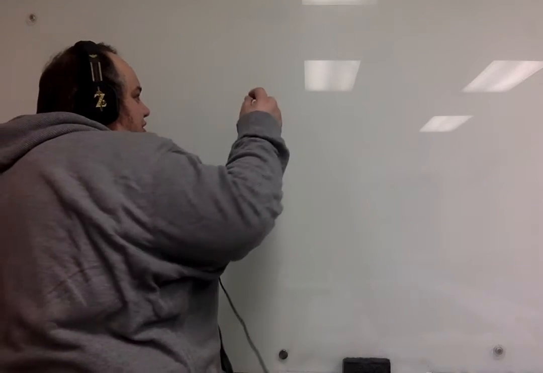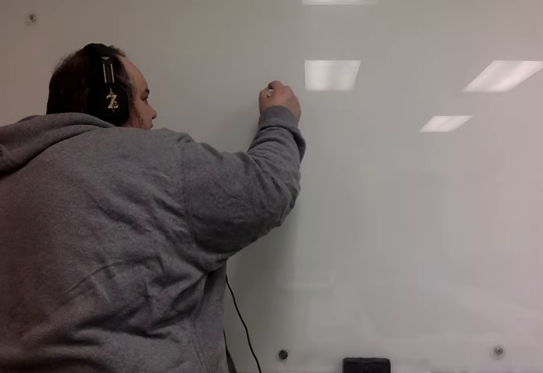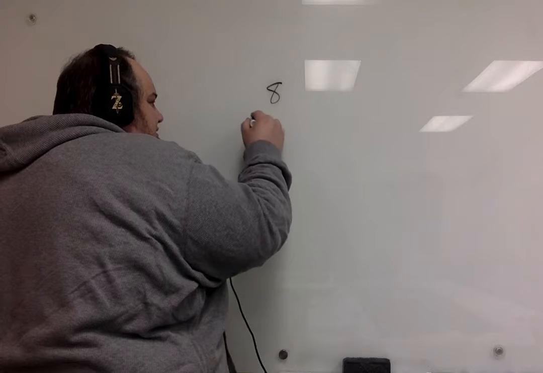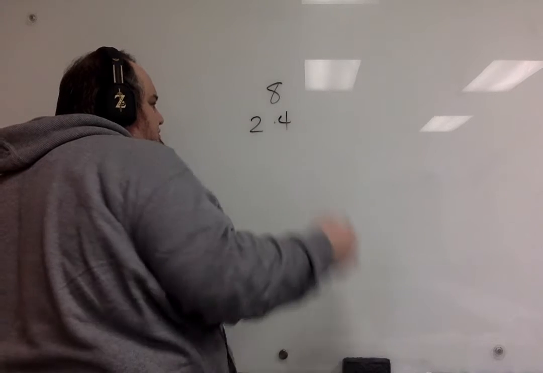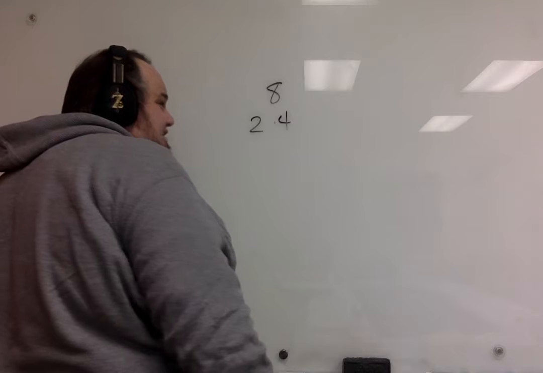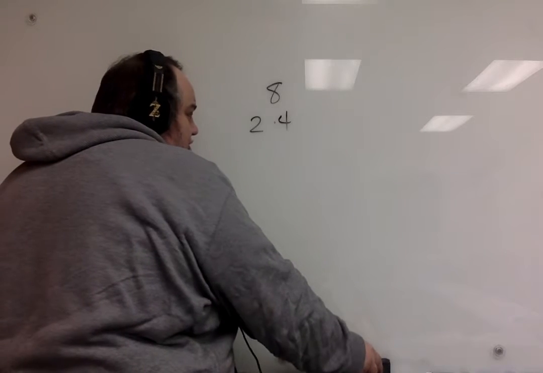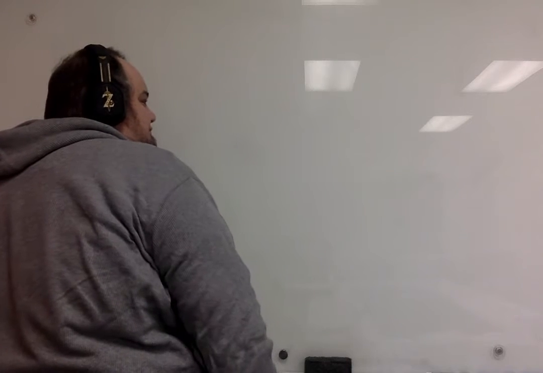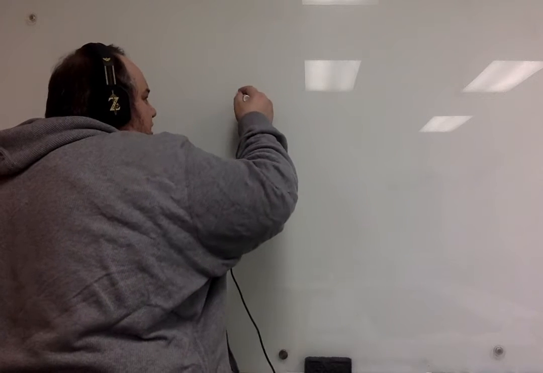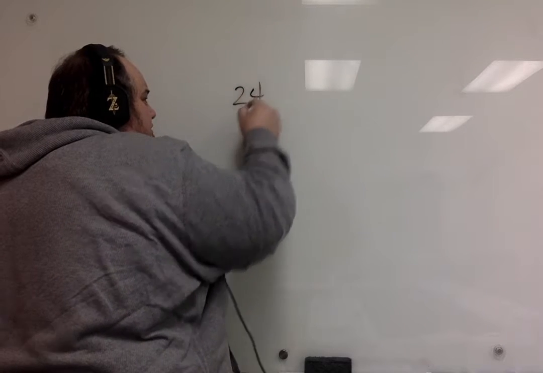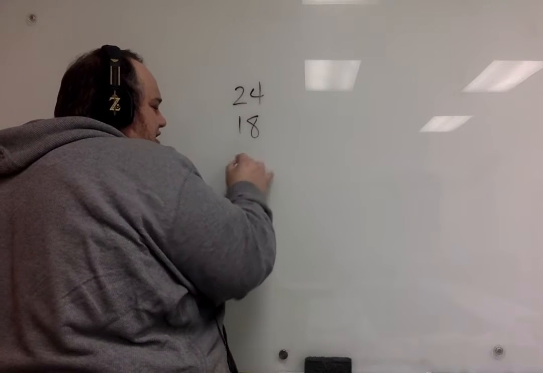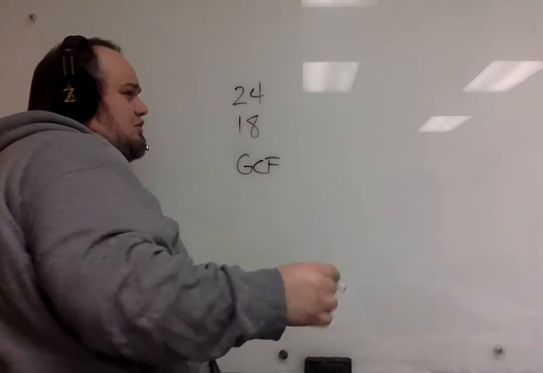If you have a number like, let's say, 8, we can break it into factors. 8 is 2 times 4. So 2 and 4 are factors of 8. You may recall working on stuff like this in elementary and pre-algebra, where it would give you two numbers. Say, for example, it would give you 24 and 18. And it would say, what's the greatest common factor between 24 and 18?